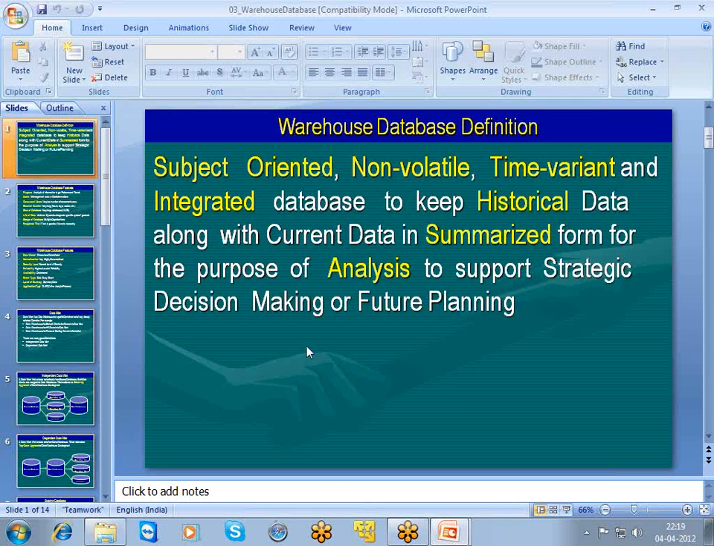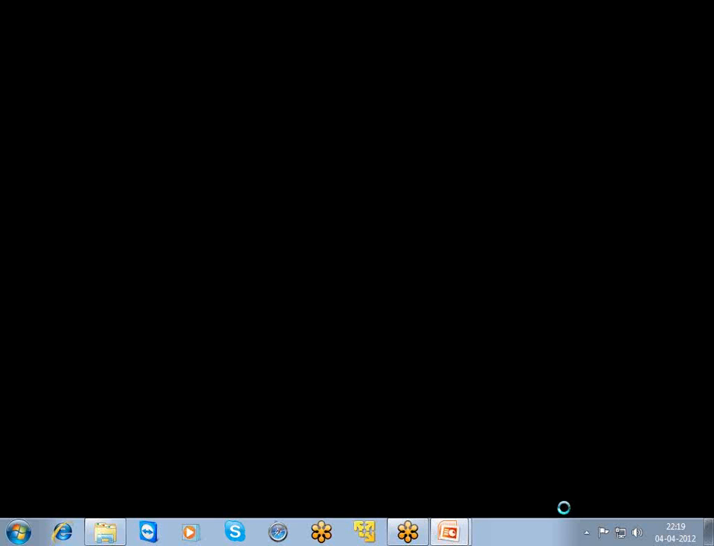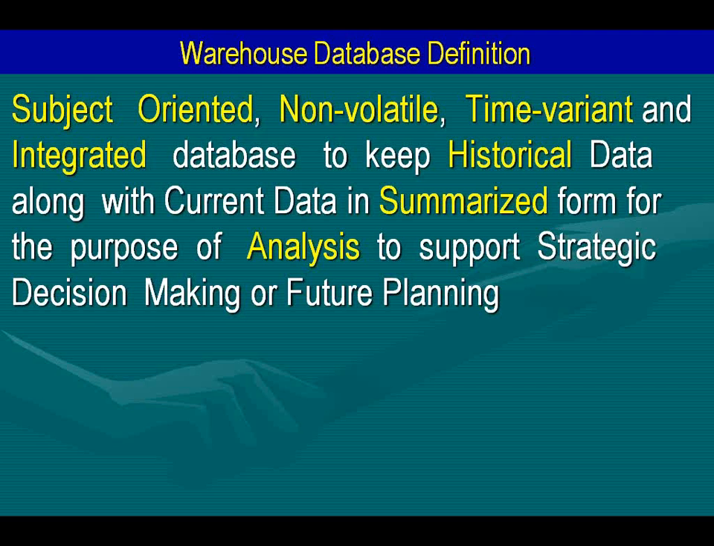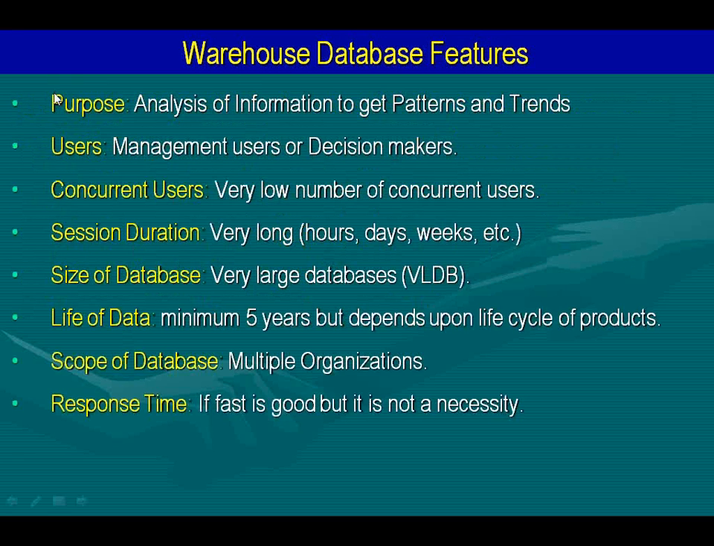And there are main features of the warehouse which you can always compare with the transactional system. A few of these we have already gone through. There are 16 main points which you can discuss, and how each is different in OLTP. When you discuss the purpose of the warehouse database, the purpose is analysis, to get the patterns and trends of the business.